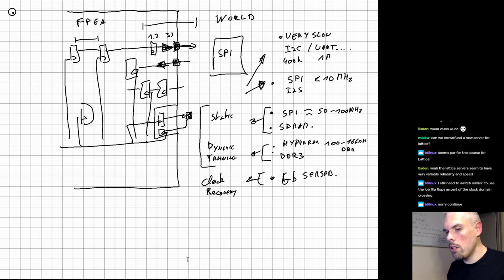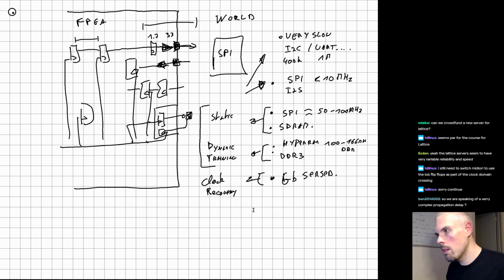And within an I/O bank, you can be pretty much guaranteed that the clock skew is minimal, and you can ignore it for all purposes here. As I said, the other thing is, we are speaking of very complex propagation delays. Well, they're not that complex. We're simplifying them to something we can understand, something we can comprehend. But they're really not that complex.